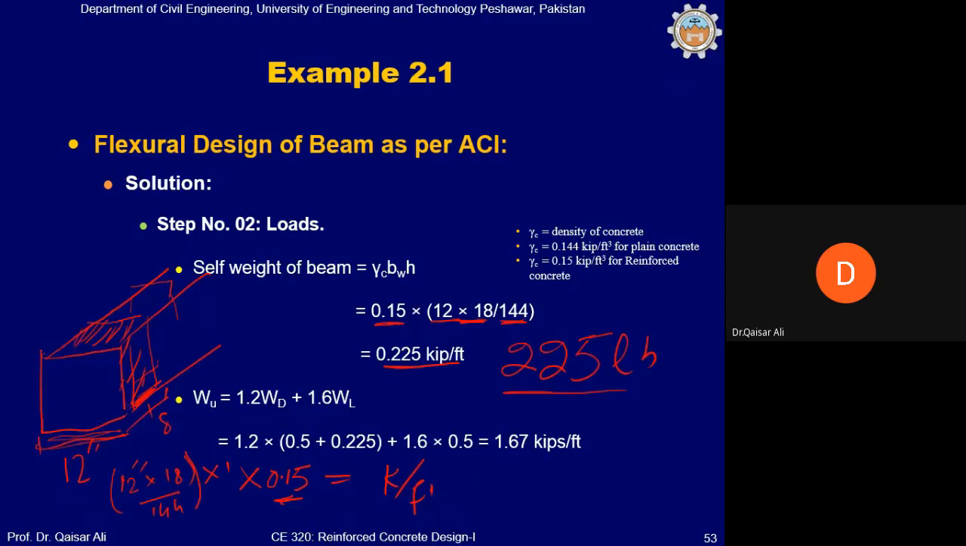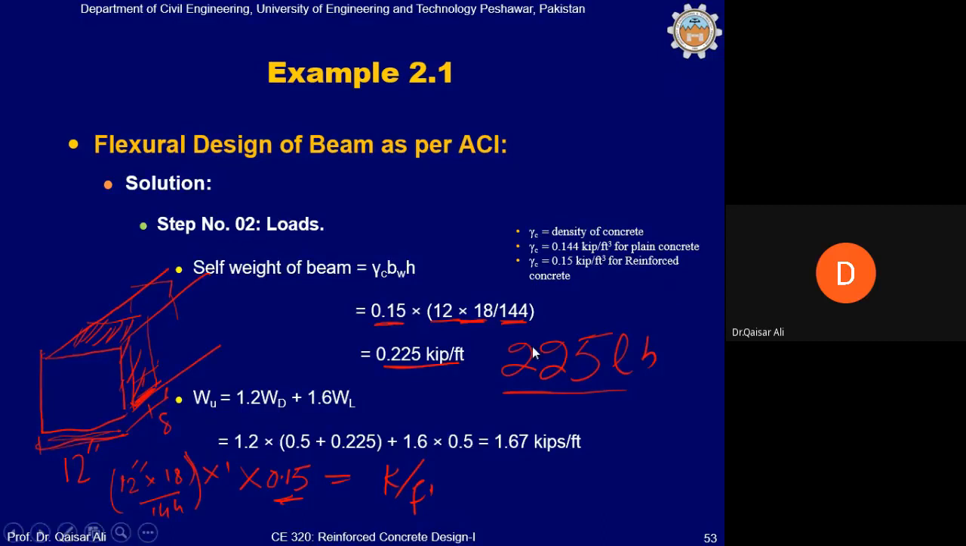1 foot of the beam. The beam is 12-inch wide and 18-inch deep. So this beam has a weight of 225 pound per foot, almost 1.5 persons per running foot of the beam. The point that I want to make is that the weight is substantial, if you compare it with the weight of a normal person.